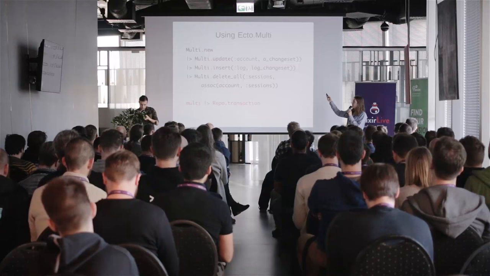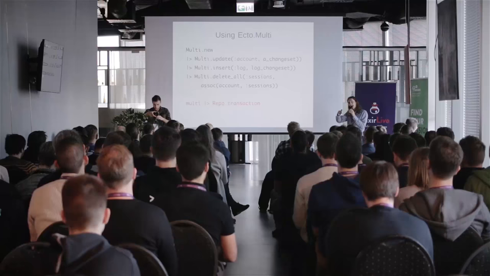How do we do that? We create a data structure called multi with Multi.new. And this time, I won't show you the fields because the data structure is actually opaque and we shouldn't know what's inside. And then we have many smaller functions like update, insert, and delete that take multi as a first argument and return a new multi slightly modified.